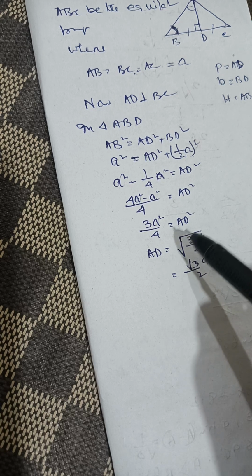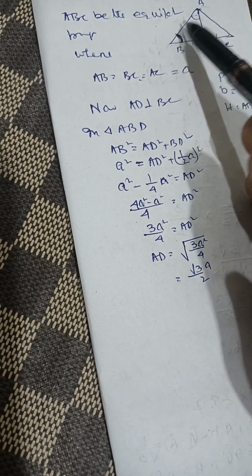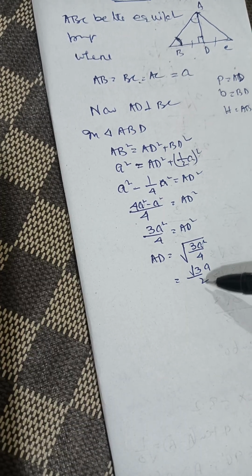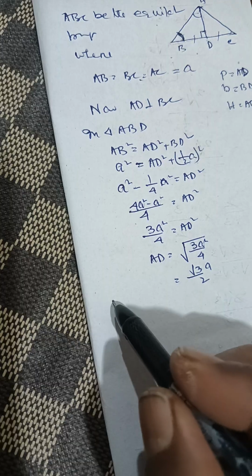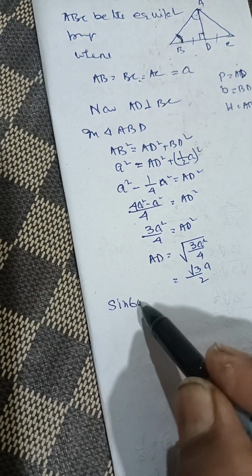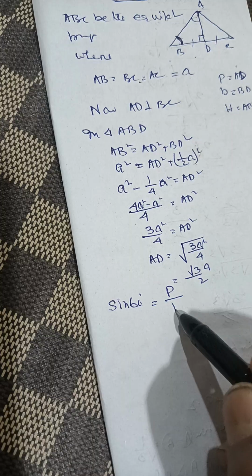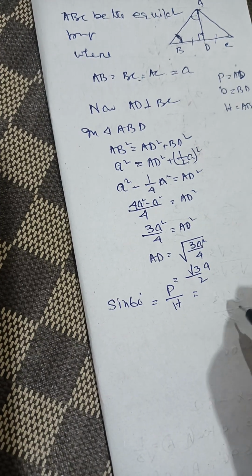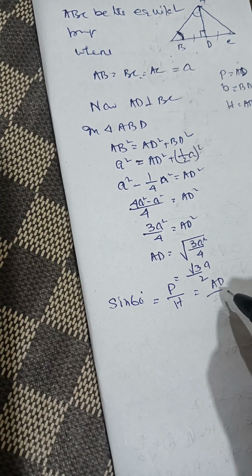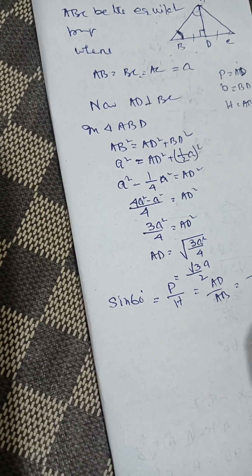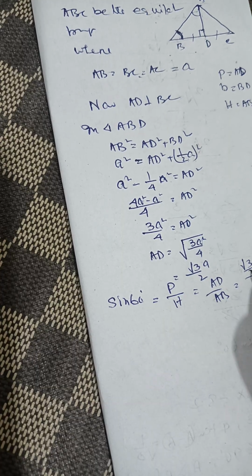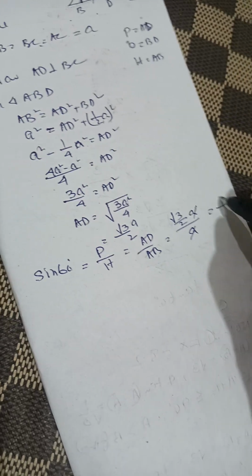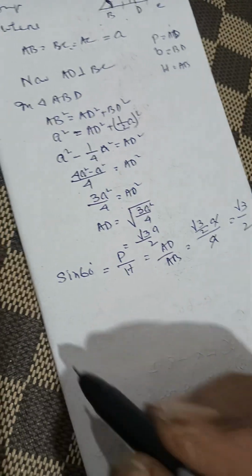So you see, we know AB is A, BD is half of A, and AD is root 3 into A by 2. Now if you have to find the value of sin 60, we know sin 60 is P by H. In the diagram, P means AD and H means AB. AD we have just determined, root 3 by 2 into A, and AB is A, so A cancels. So the answer is root 3 by 2, sin 60.